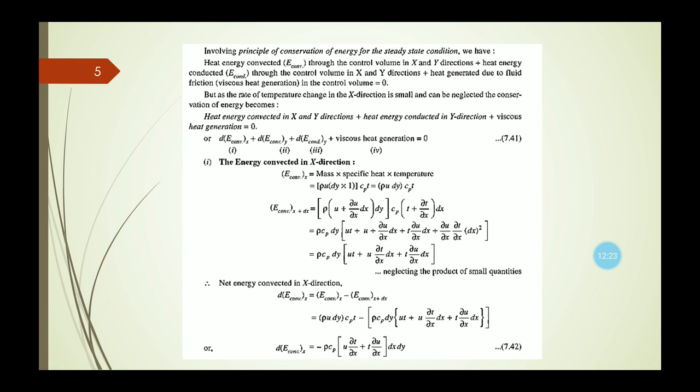So these values of the convection in between the 2 surfaces have already been calculated in the earlier steps. Now if we put all these values into these equations, then ultimately we are getting the energy convected in the x direction, this is equal to minus rho Cp into (u ∂T/∂x plus T ∂u/∂x) dx dy. So this is our equation number 7.42, and this is the equation for the first part of the equation number 7.41.